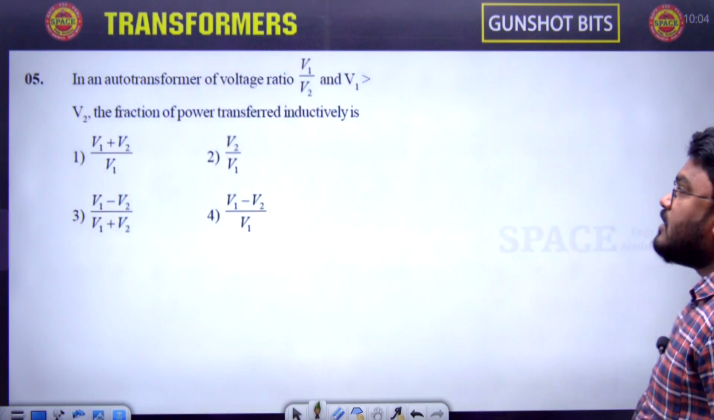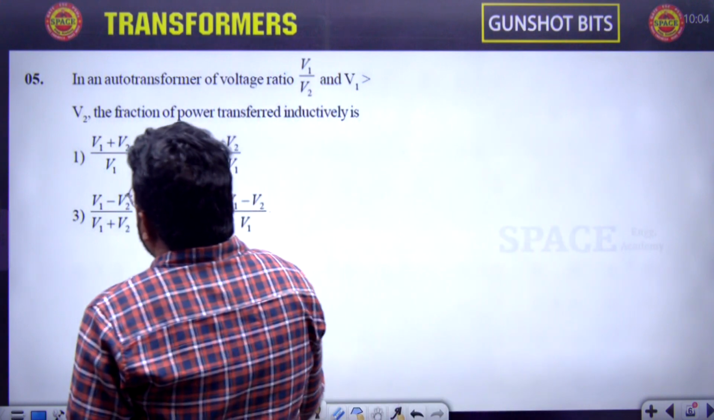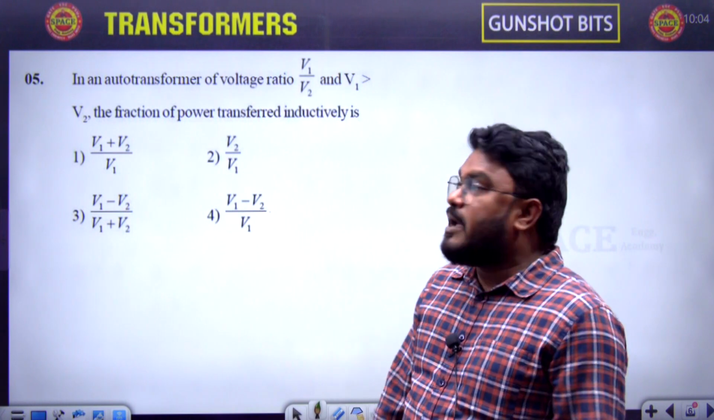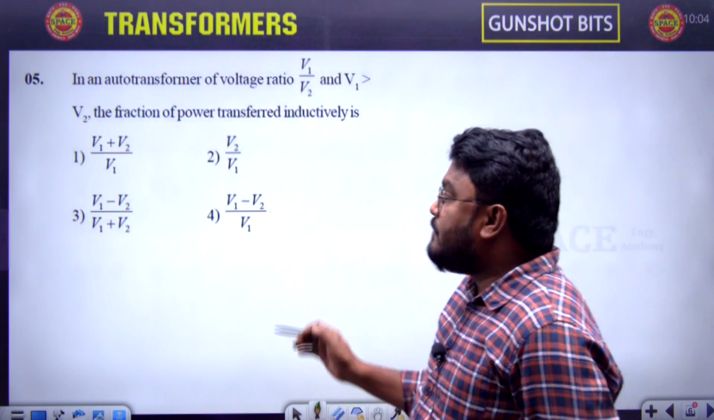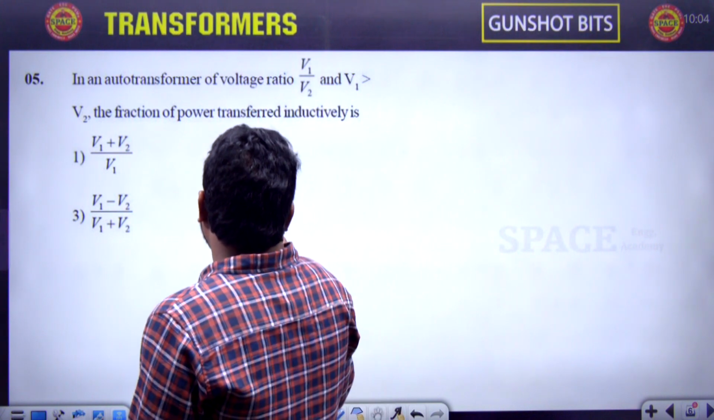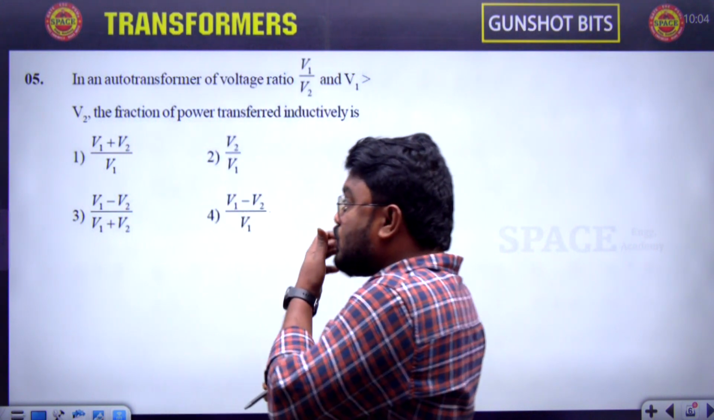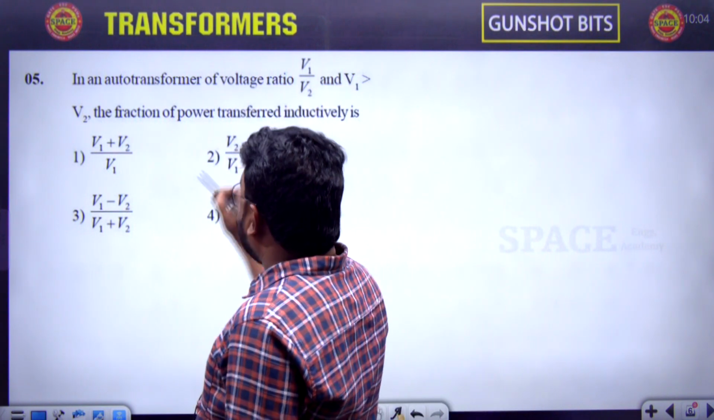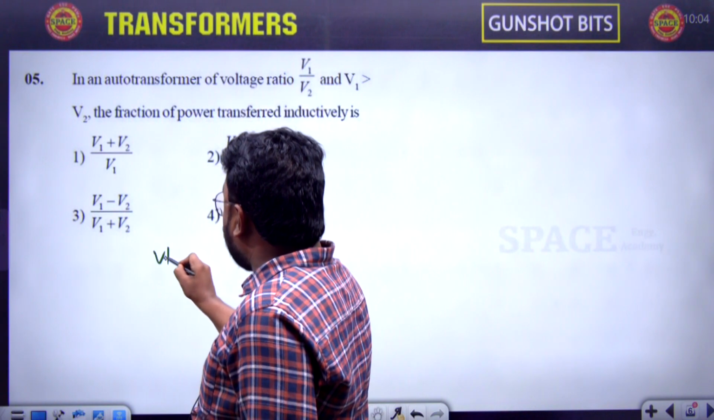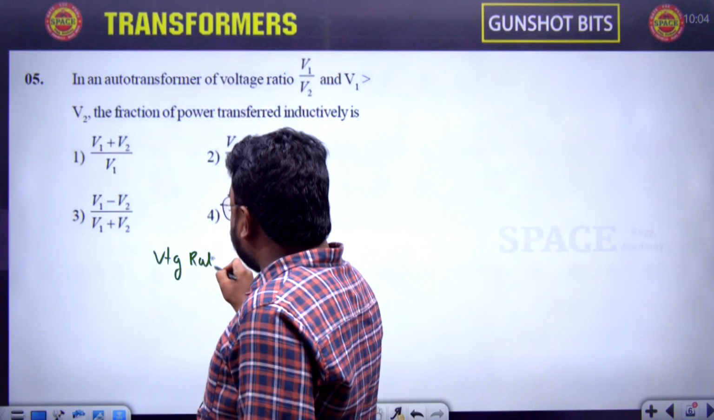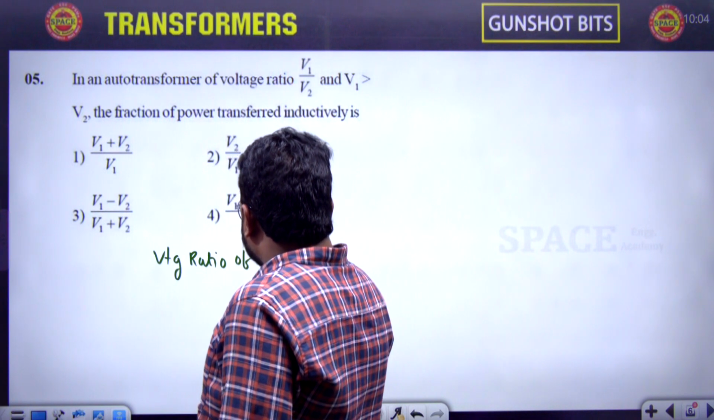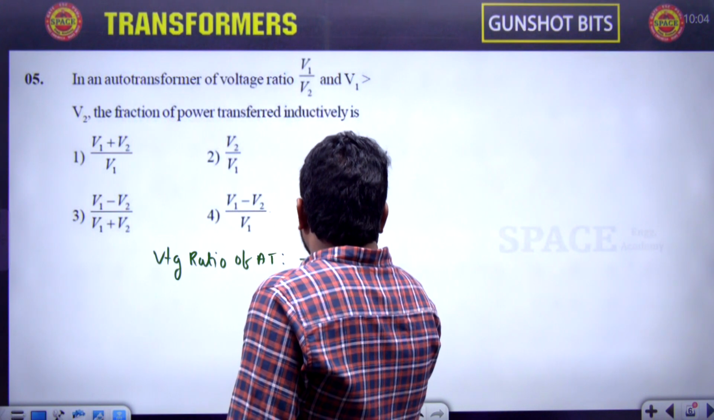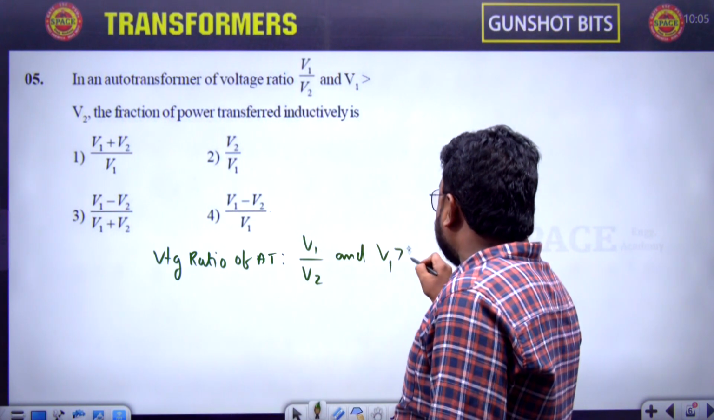And next one, let us solve question number 5. In an auto transformer of voltage ratio V1 by V2, with V1 greater than V2, what is the fraction of the power transferred inductively? So the voltage ratio of the auto transformer is given as V1 by V2, and it also mentions that V1 is greater than V2.